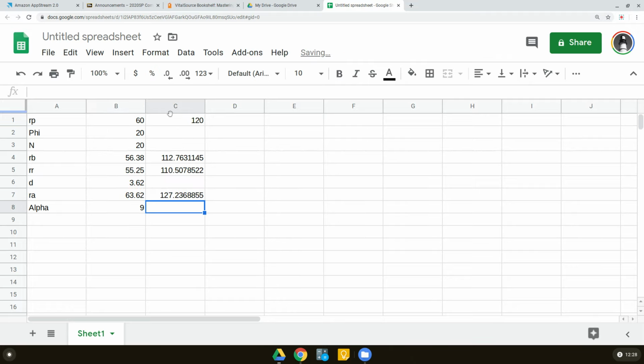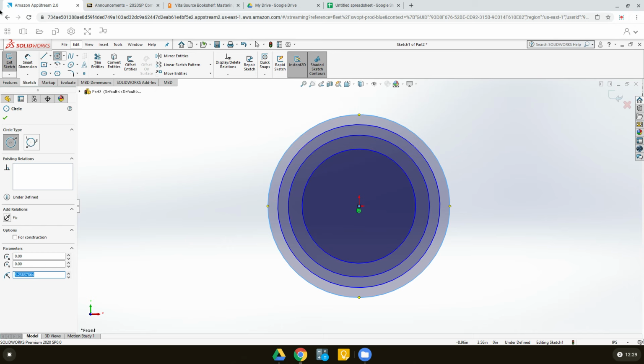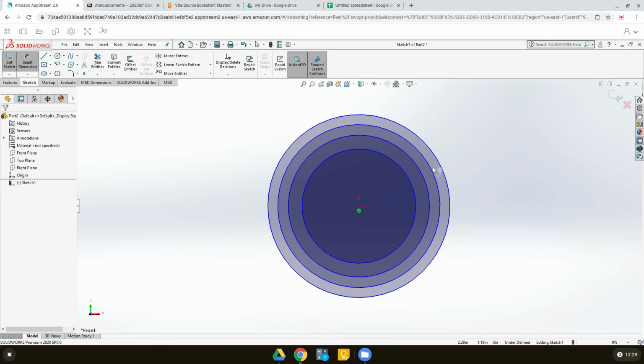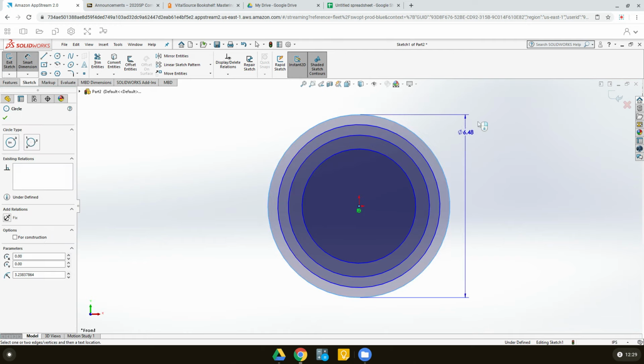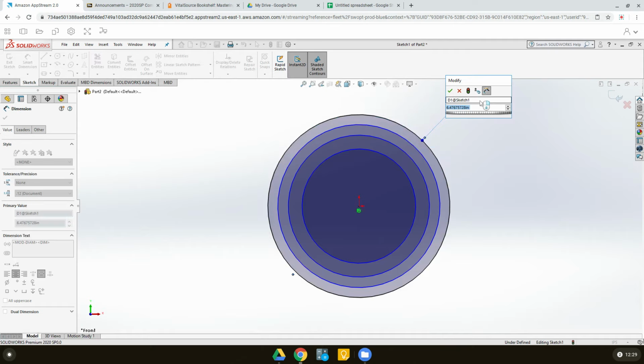Okay, so we got, and you can do it up to 3 decimal places, or maybe 2 decimal places. So that's good. Now you can diameter. So these are the values that you want to put in there. So I'm gonna smart dimension. Let's start with the biggest circle here, right? That diameter is going to be 127.236. Okay.